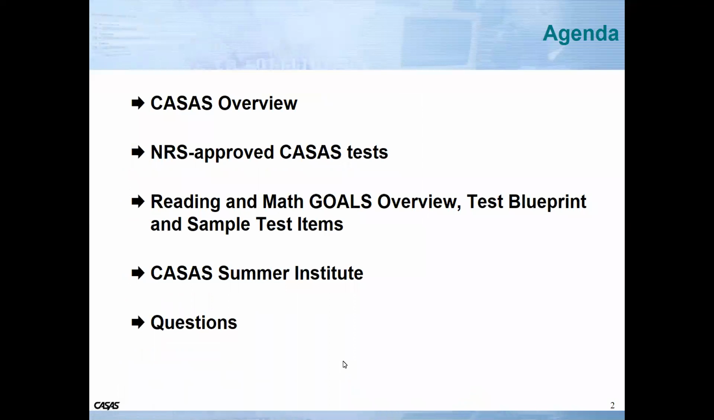Our focus today, we're going to do a very short CASAS overview. I don't know if any of you are new to CASAS, but just in case, a couple things about it. Then we're going to talk briefly about which CASAS tests are approved by the National Reporting System, the U.S. Department of Ed OCTAE's office. And then we will get into actually first covering the math goals test, which was just recently approved on March 7th. And we haven't focused on it really in one of these webinars yet. So we'll start there and then talk about the reading goals tests, and then a few other things at the end, time permitting.